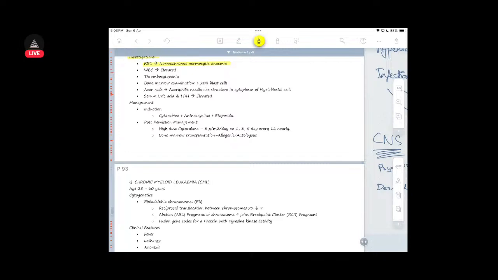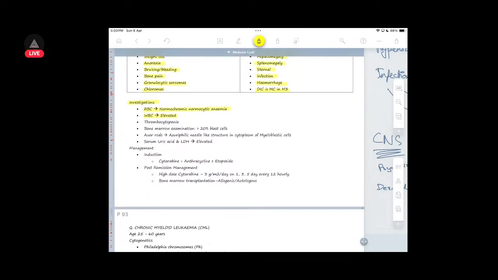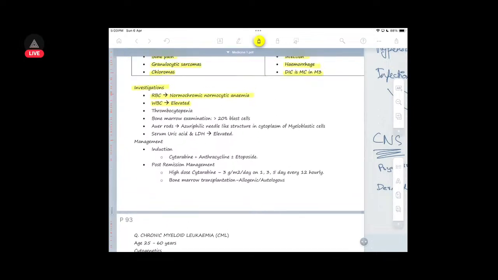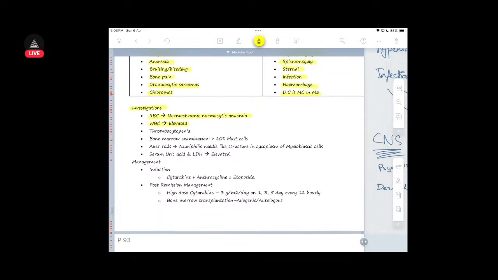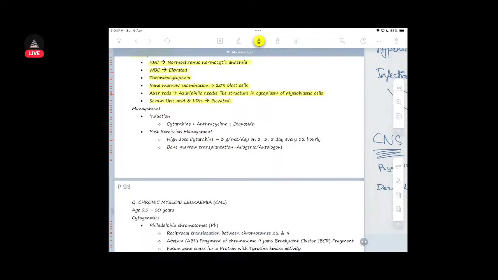Fine, let's go on. So in case of investigations, you have RBC showing normocytic normochromic anemia, WBCs will be elevated. You have thrombocytopenia. On bone marrow examination, you get more than 20% blast cells, or you have needle-like structures, Auer rods, in the cytoplasm of myeloblastic cells, and serum uric acid and LDH will be elevated.